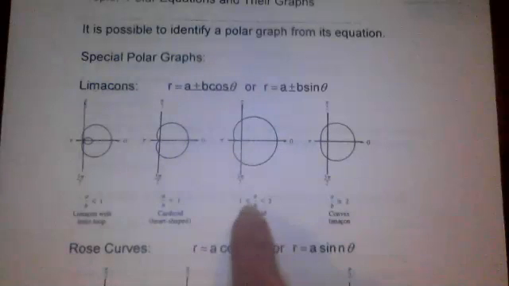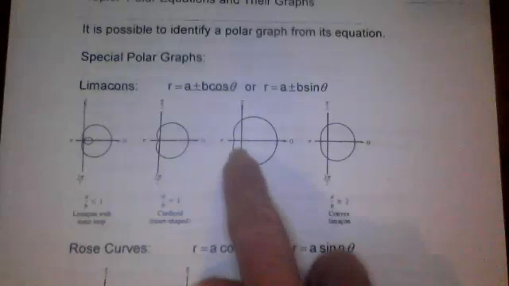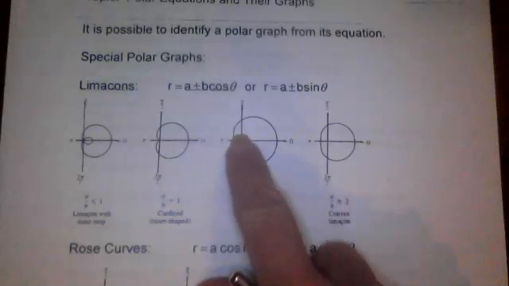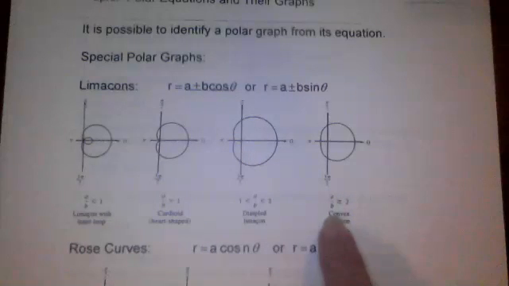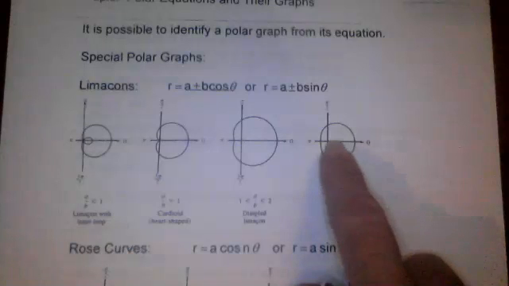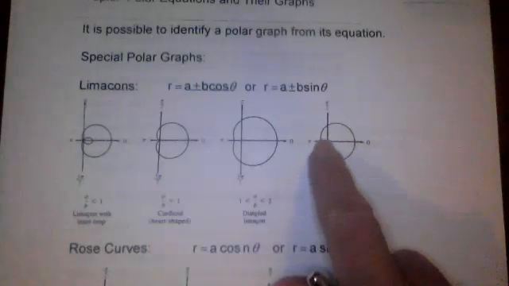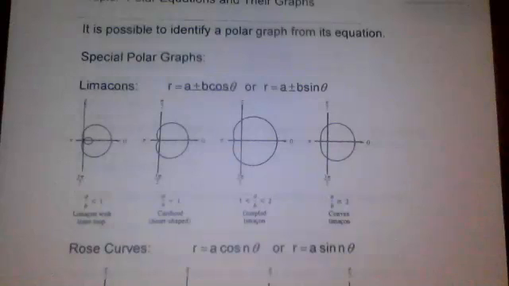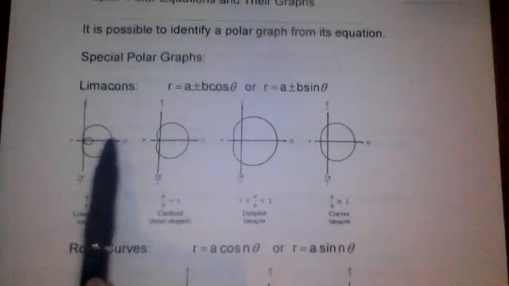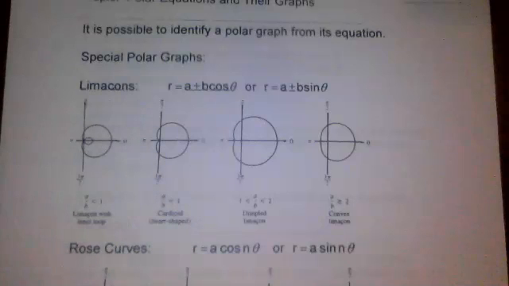If a over b is somewhere between 1 and 2, if this fraction is somewhere between 1 and 2, you get a dimpled limaçon. It's kind of just got an indentation on this side. And if a over b is greater than or equal to 2, then you're going to have a convex limaçon. It doesn't sink in on this side. So those are all limaçons. There are 4 different types. And we'll talk about also how a and b will help you determine how long this part is, how big the loop is, etc. in our next lesson.